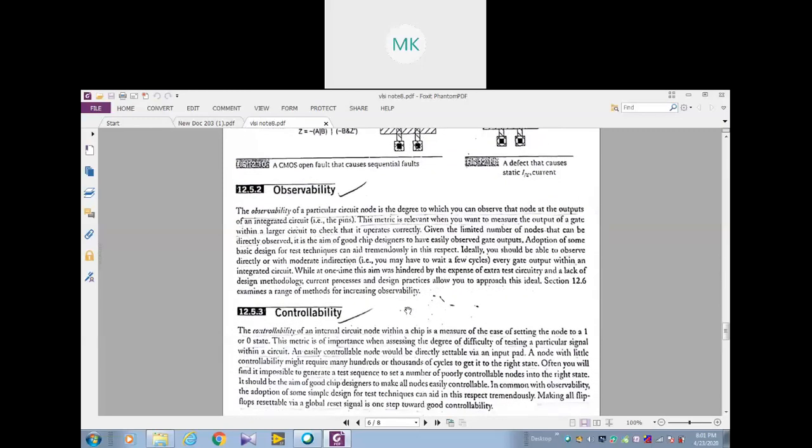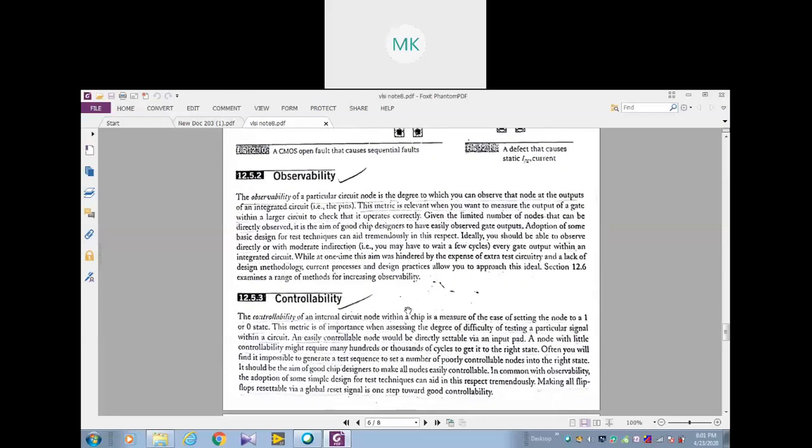Next, observability and controllability. Very simple to understand. Observability: whenever the chip is manufactured, how do we check the internal condition of the chip? Can you see the internal operation?